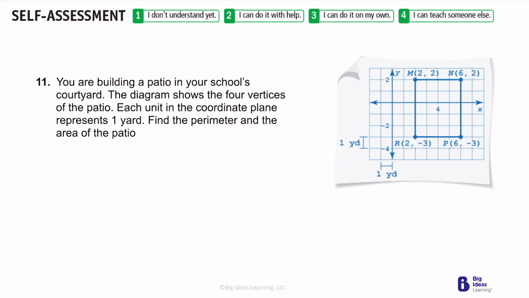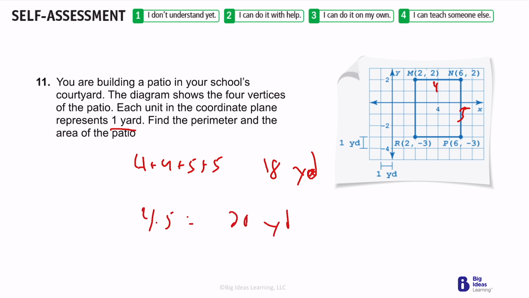All right, same idea. Let's try this one. Find the perimeter, find the area. Pause and come back. So this side is 4, and this side is going to be 5. So your perimeter is 4 plus 4 plus 5 plus 5. So 18 yards. It says right here, it's a yard, not a foot. And then 4 times 5 is 20 yards squared.